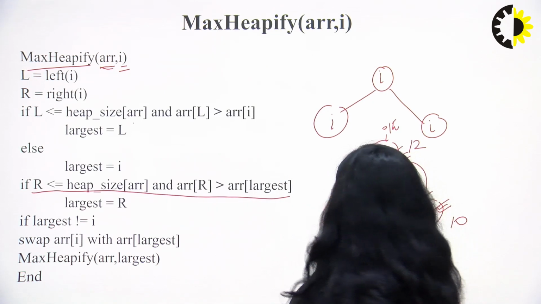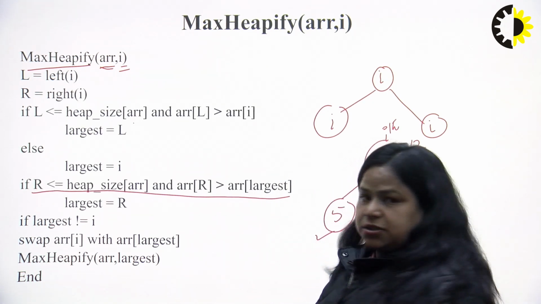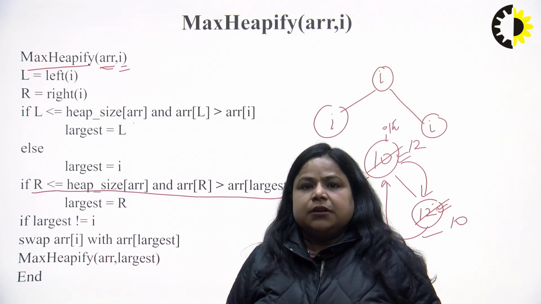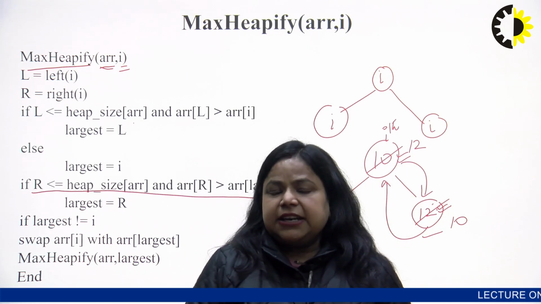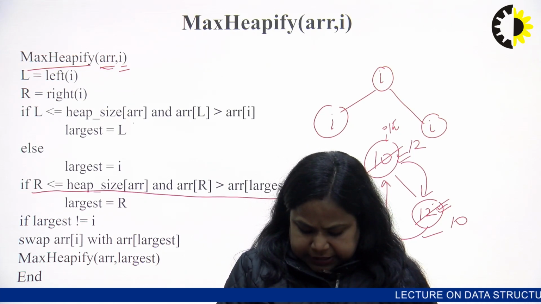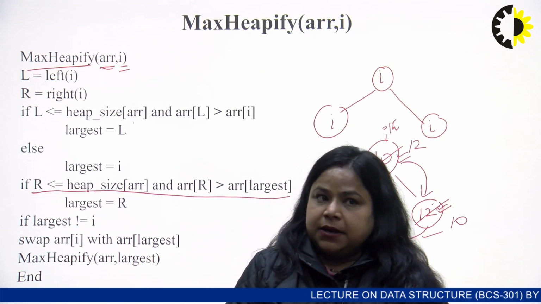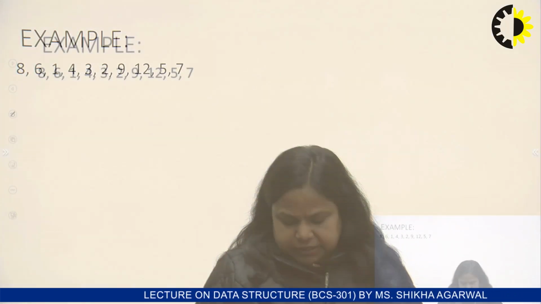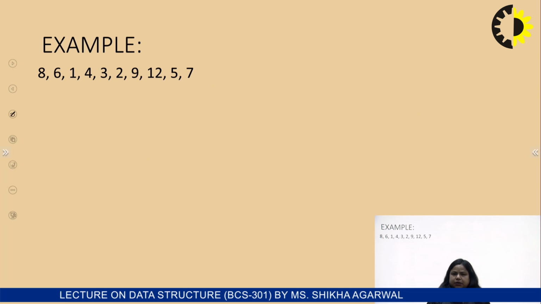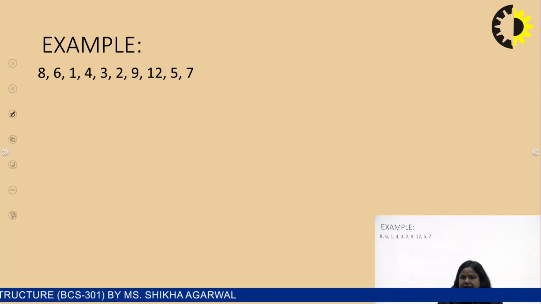Whichever of the left child or the right child is the largest one, we have to swap with that, and we have to call the max heapify again until we get the largest element at the location. This is how max heapify works. Now we need to take one example so that we can understand how heap sort works, and that would make heap sort easy to understand.